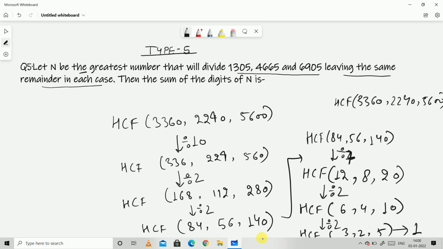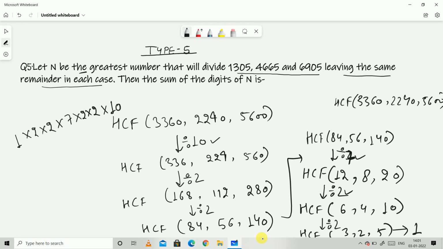Now I will be compensating for all the reductions that I made. So I have divided by 2, so I will multiply by 2 here. Then I have divided by 7, so I will be multiplying by 7 here. Then 2 times I have divided by 2, so again I will have 2 times 2 multiplied, and then I have divided by 10, so I'll have 10 multiplied.